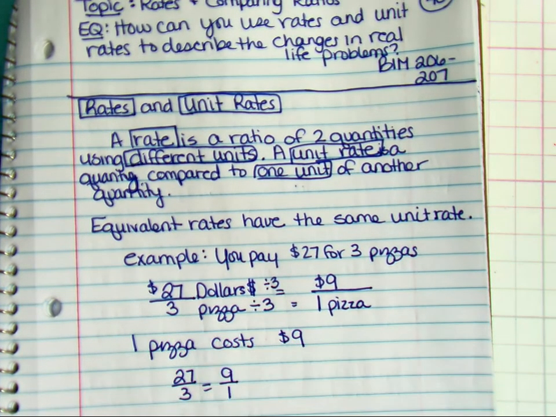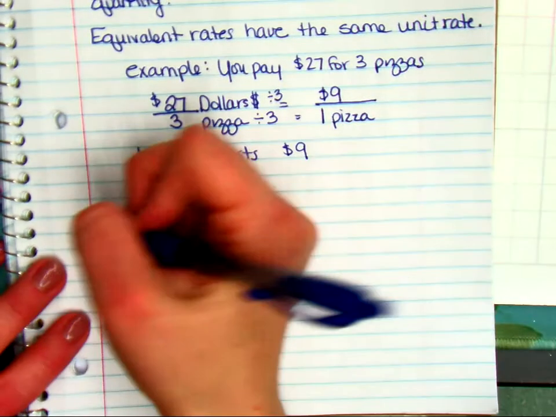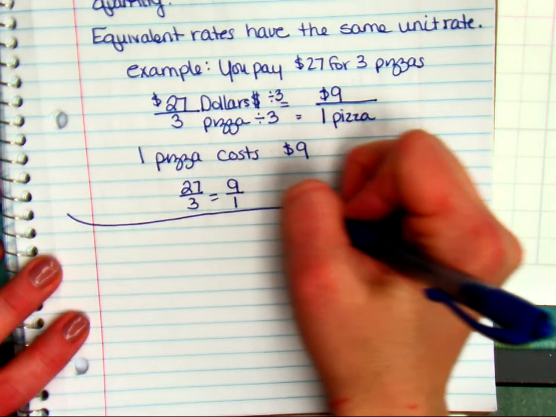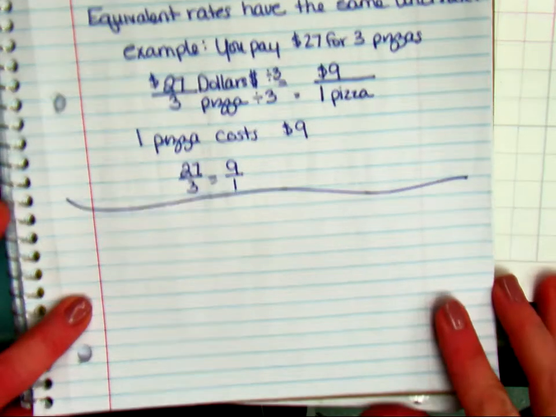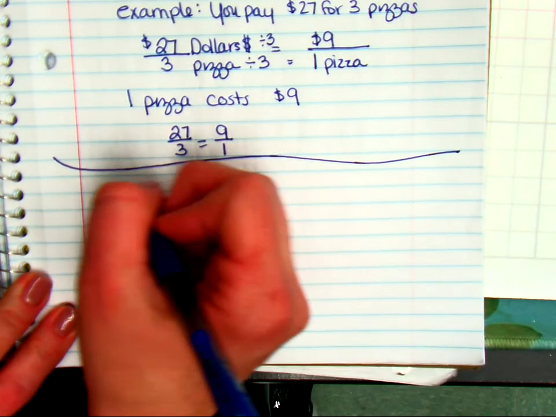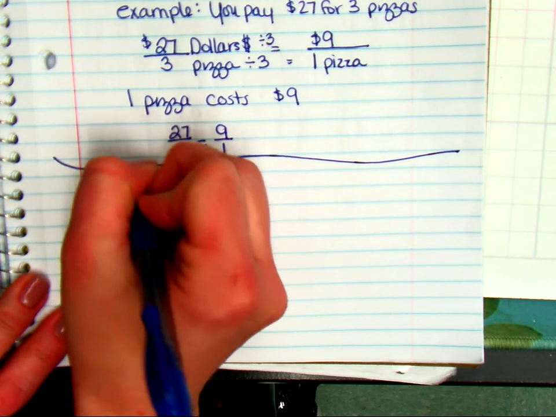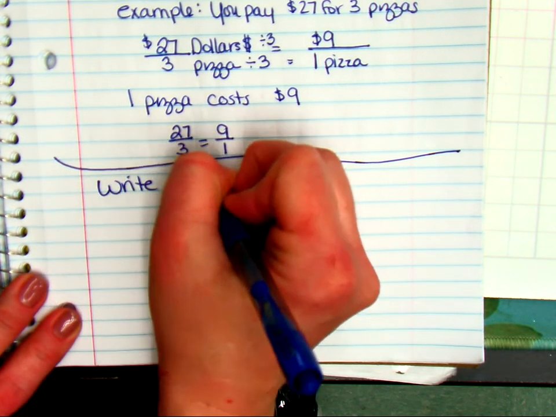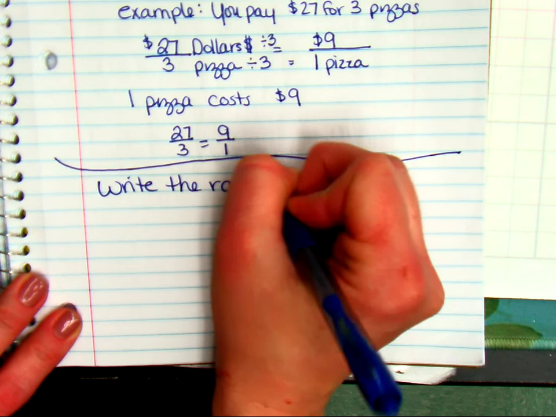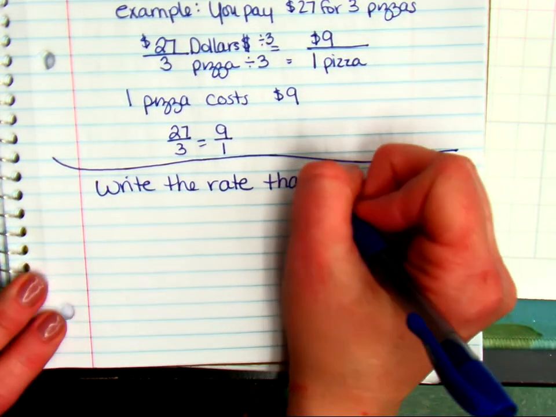They have the same core unit value. So another way we can do this is we can use a double number line. Okay? So with the double number line, we could use one of those. So we're going to write the rate that represents the double number line.